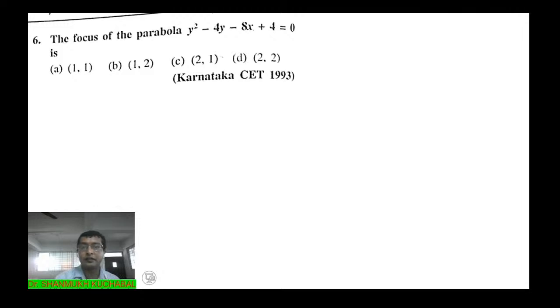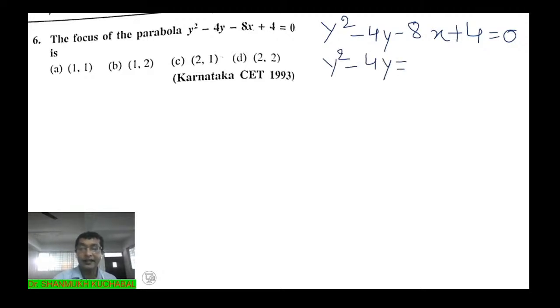So we'll write the first equation. The given equation is y square minus 4y minus 8x plus 4 is equal to 0, and using completing the square we need to simplify it. So first we'll take y and y square on LHS, so y square minus 4y, and the remaining terms we will transport to RHS. So we get 8x minus 4, and using completing the square, we observe the y coefficient is minus 4, so we'll divide it by 2.